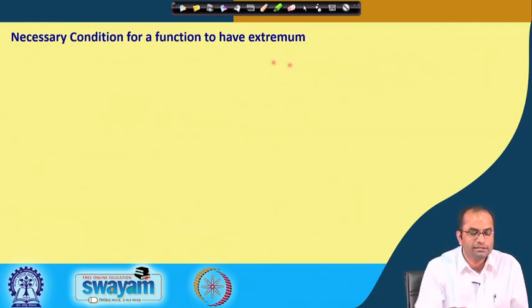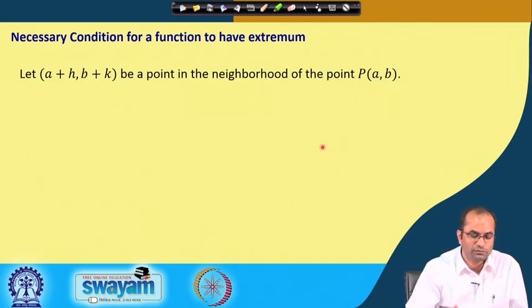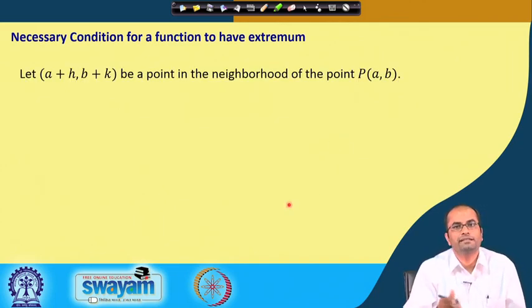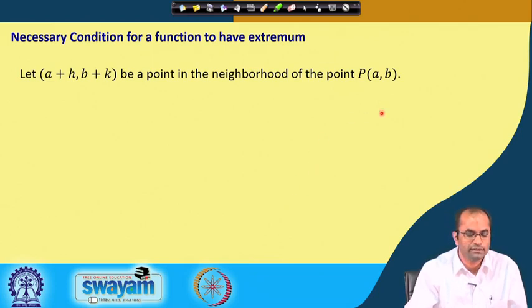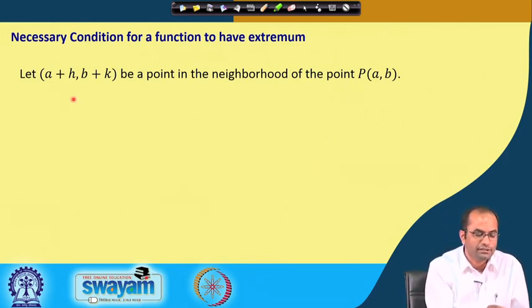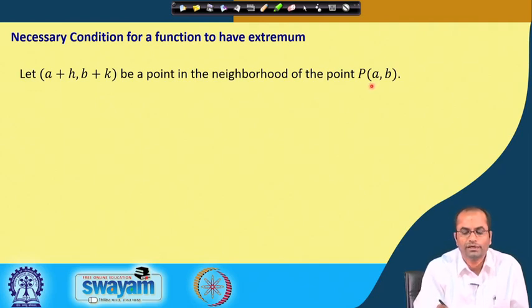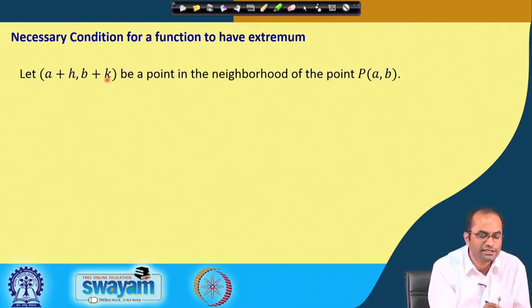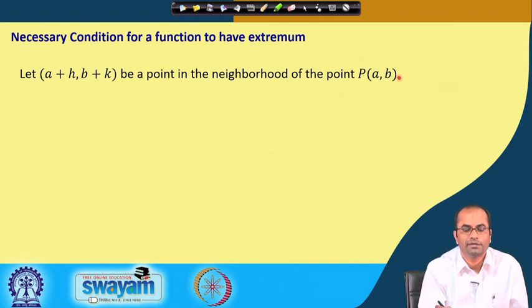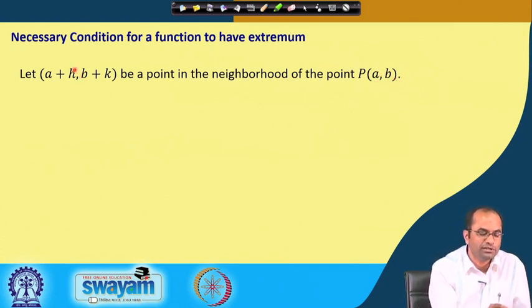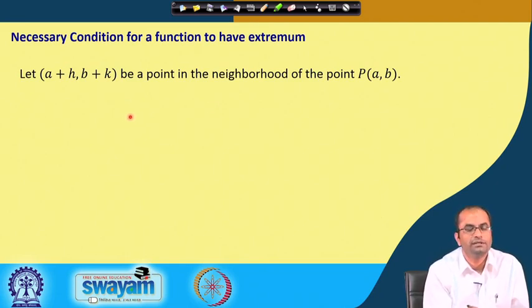So, here, for the necessary conditions, just to have a simple proof of how we get that these partial derivatives must be 0 at the point (a, b) if (a, b) is a critical point, we consider a+h and b+k, a point in the neighborhood of the point (a, b). This is a neighborhood because h and k can take any value. There is no restriction on h and k, they can take any value to have a point in the neighborhood.